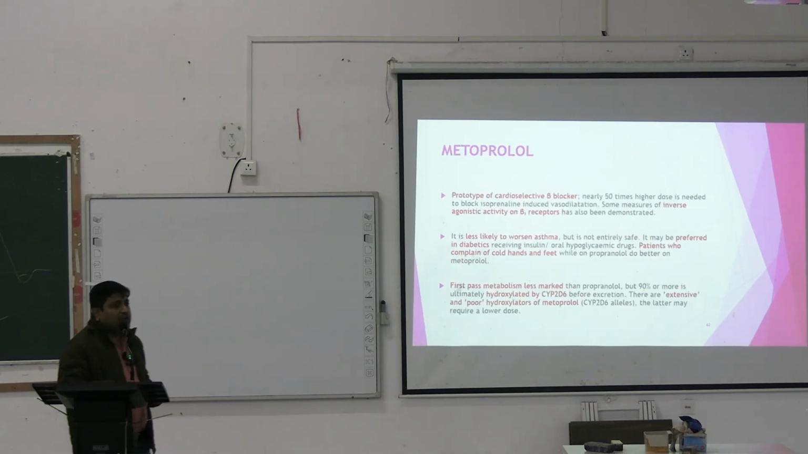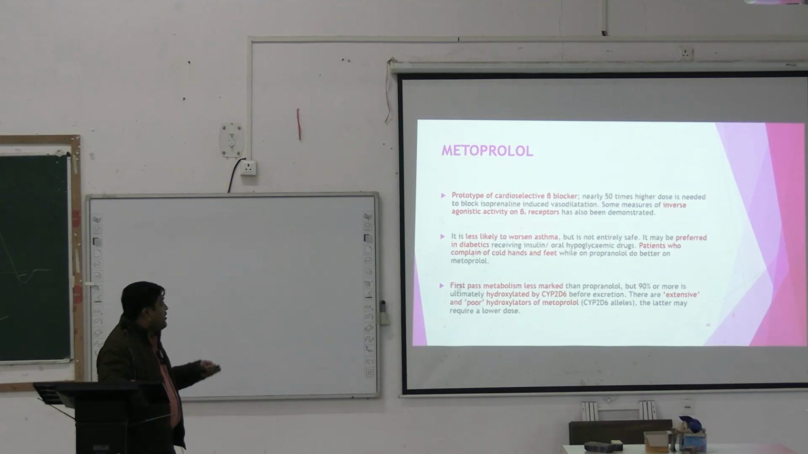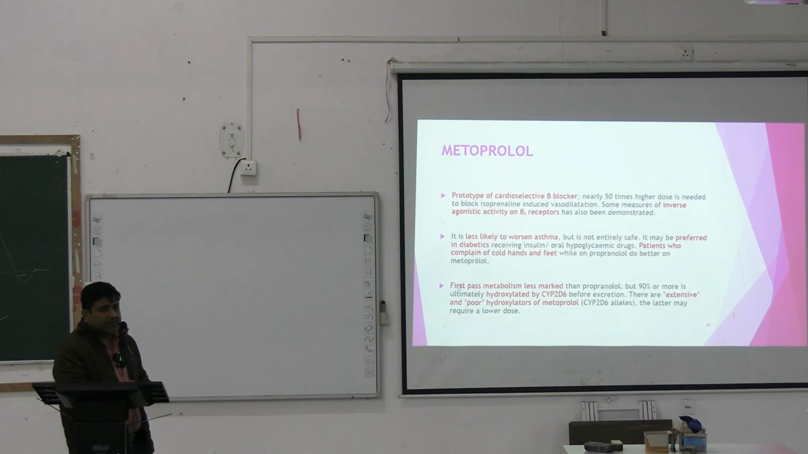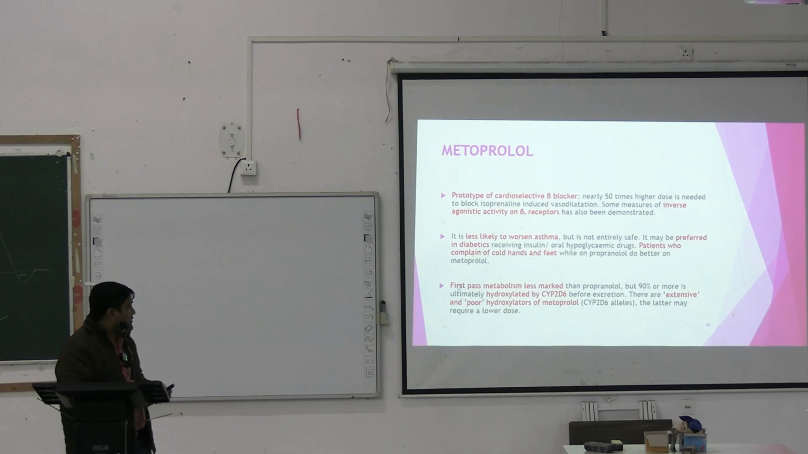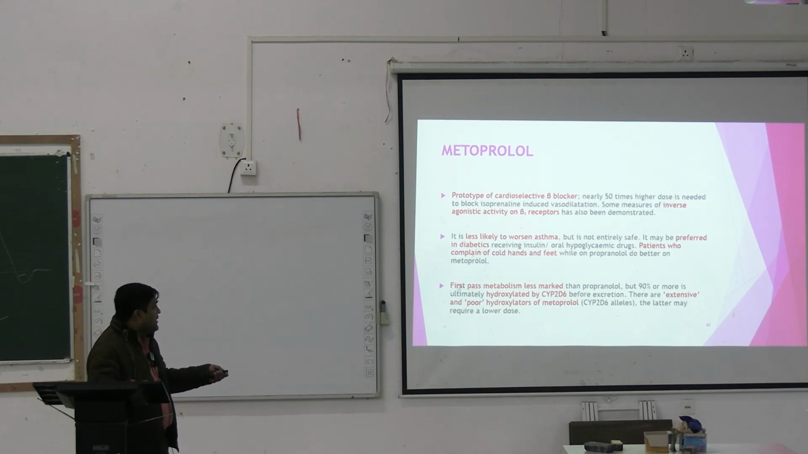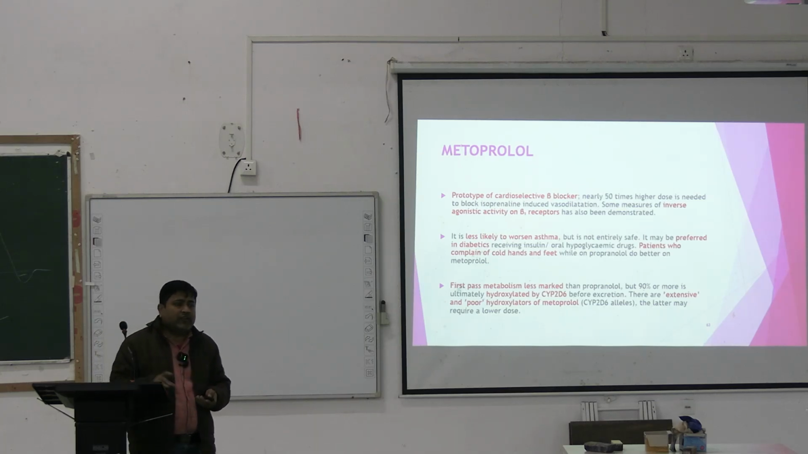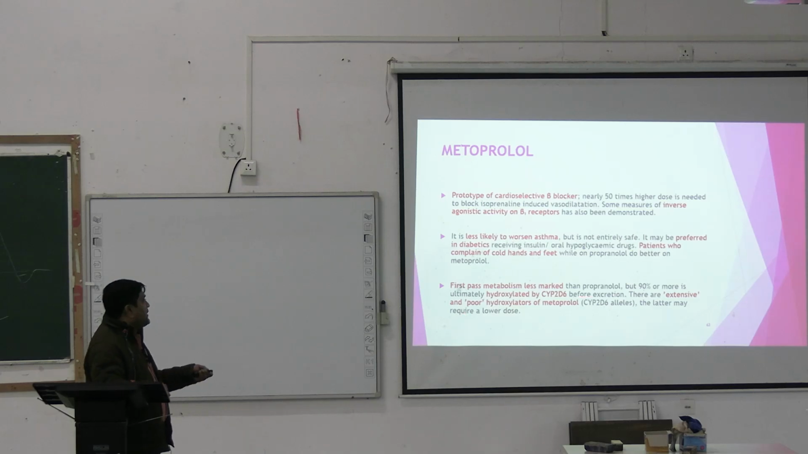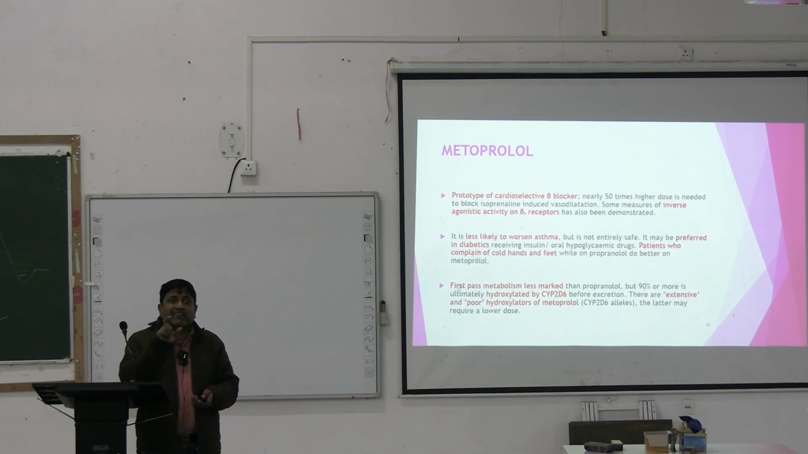Metoprolol, it is the cardioselective beta blocker prototype, also having inverse agonistic activity on beta 1 receptors. Because of cardioselective beta 1 blocking property, it does not generally exacerbate bronchoconstriction seen in COPD and asthma patient. Patients who complain of cold hands and feet on propranolol therapy can be prescribed metoprolol or other cardioselective beta blockers. First pass metabolism is less marked. These drugs are hydroxylated by CYP2D6.